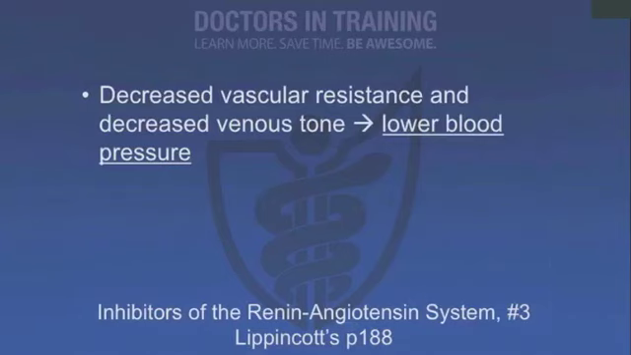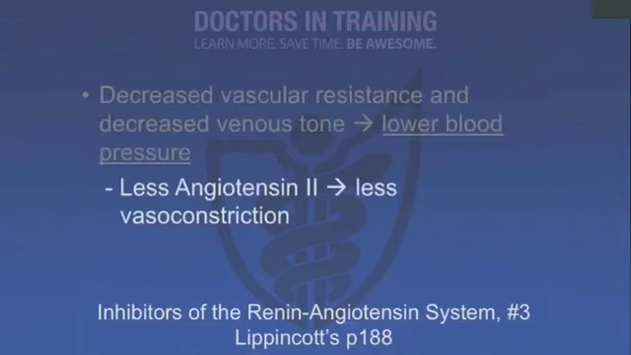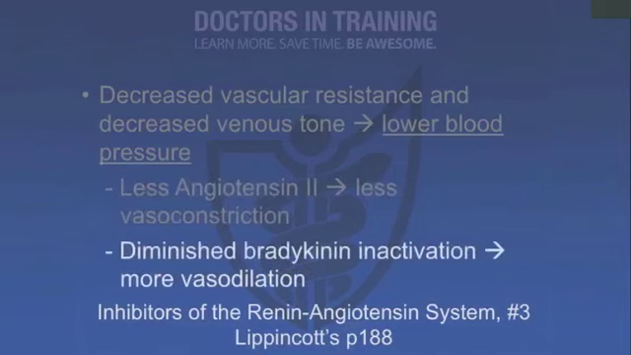As the name suggests, these work by inhibiting angiotensin converting enzyme. And the actions of these drugs include decreased vascular resistance and decreased venous tone, so they're going to lower blood pressure. You're going to have less angiotensin 2, so you have less vasoconstriction. And they also are going to diminish the rate of bradykinin inactivation. Bradykinin is a potent vasodilator, so if you can keep bradykinin around longer, you have more vasodilation.